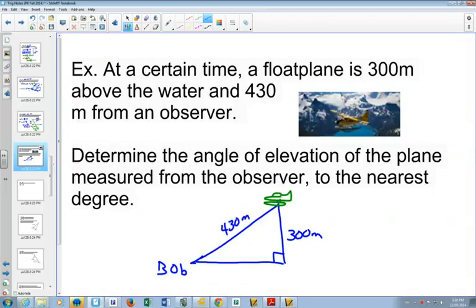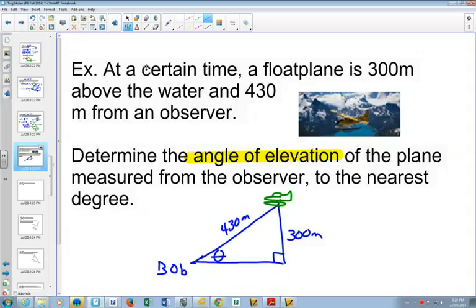Determine the angle of elevation. This is a definition we've had before. Again, remember, we have to know what our definitions mean. Angle of elevation is always from a horizontal line looking up. So we are looking for this angle right there. I'm going to use the letter theta to represent that angle. And we need to find it to the nearest degree.